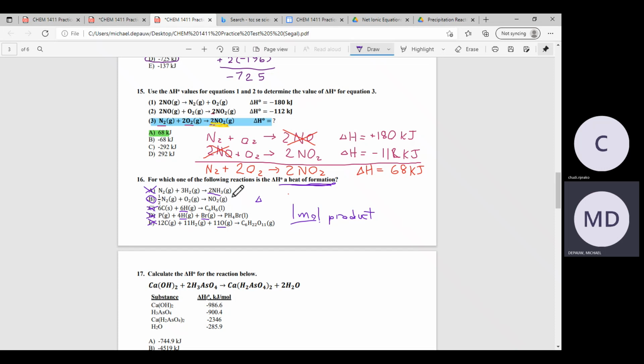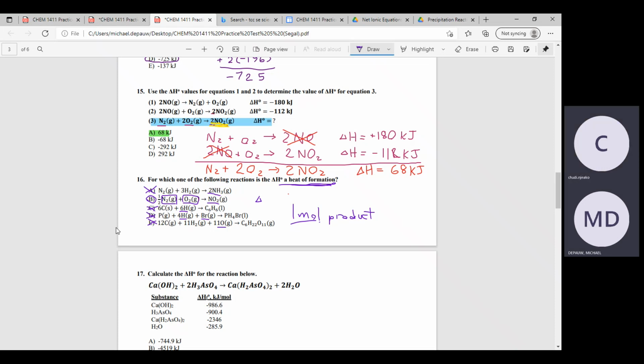The only one of these that is a heat of formation reaction is B, because it produces 1 mole of product, and oxygen, O2, is in its elemental state. Nitrogen, N2, is in its standard elemental state, in the gas state. And so that's how it works.